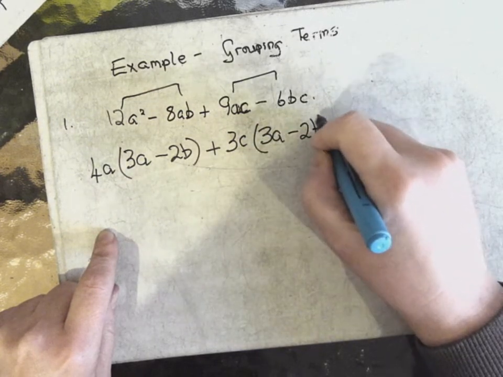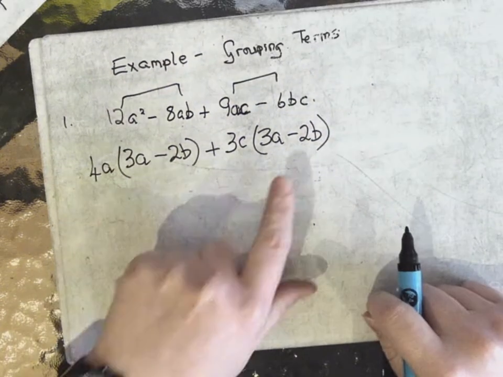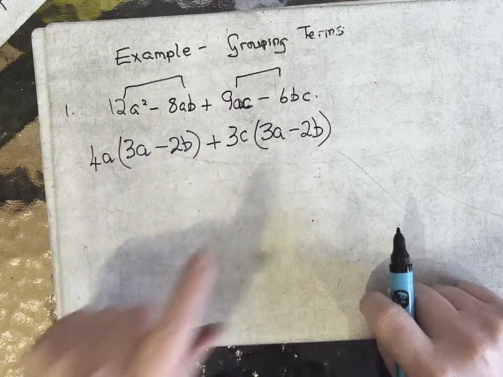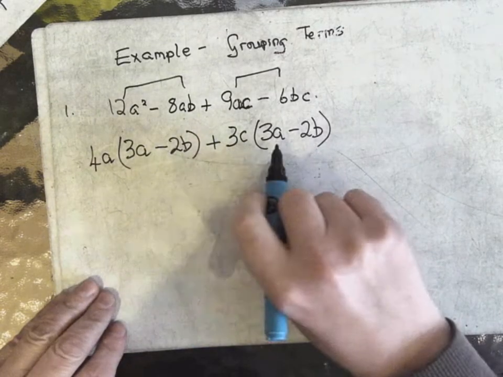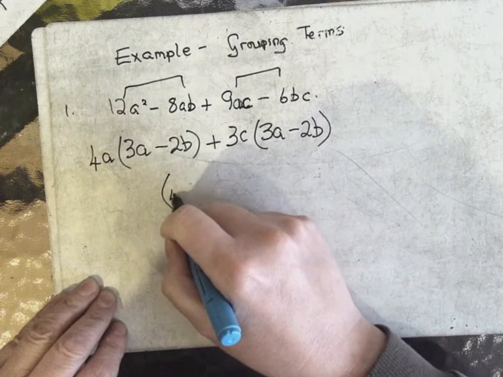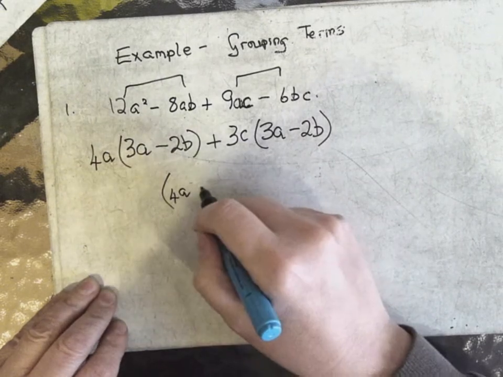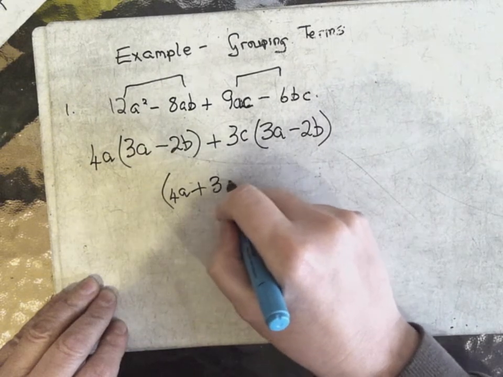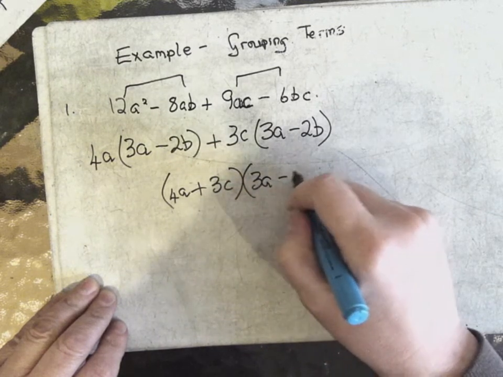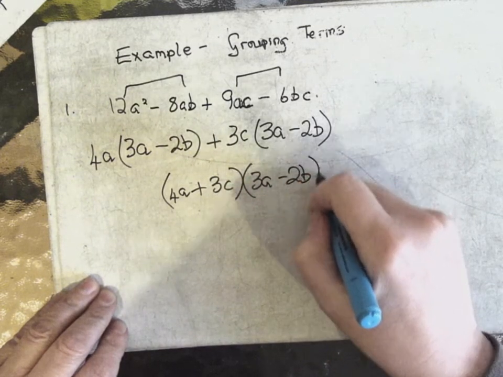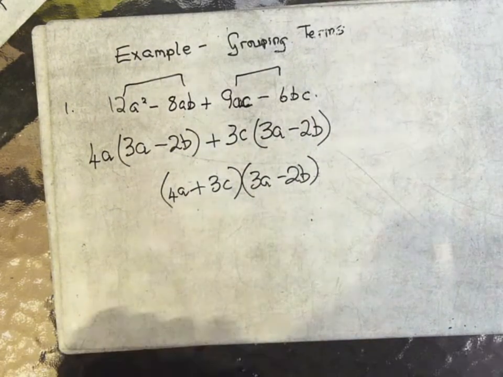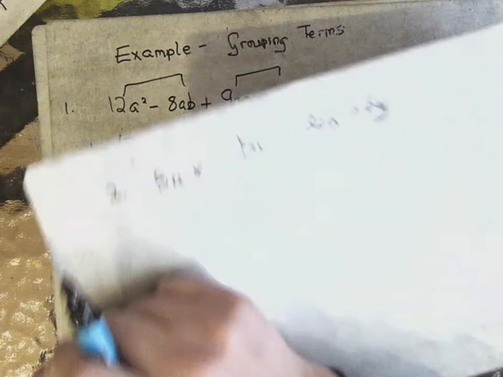Then you notice your brackets are the same. If they're not, you have to go back and start again because you've made a mistake. When the brackets are the same, you make up your first bracket from the bits outside: there's a 4A here, a plus 3C, and then there's a 3A and a minus 2B, and that's your answer. I'm going to do a second example of grouping terms.